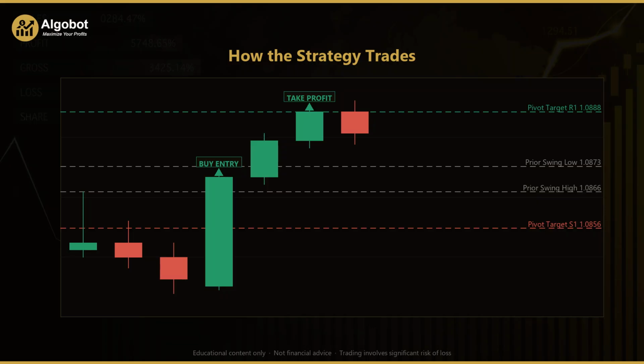Now the character of the chart changes, and we set up the mirror image on the short side. After the push higher, price stalls and rolls over. The strategy is once again measuring structure, this time the lowest low of its recent window, drawn as the line marked prior swing low at 1.0873. That's the floor it now wants to see give way.